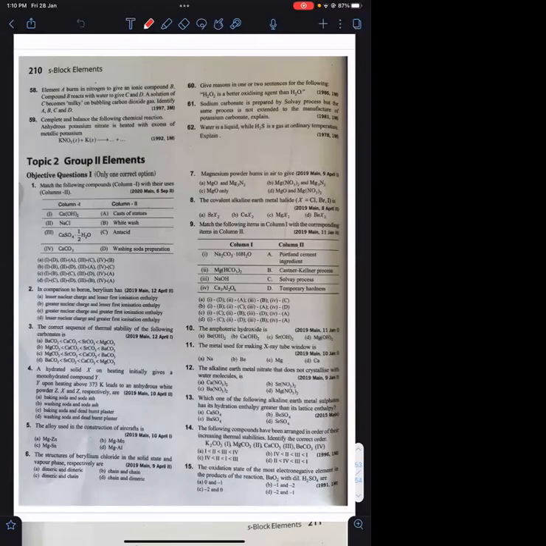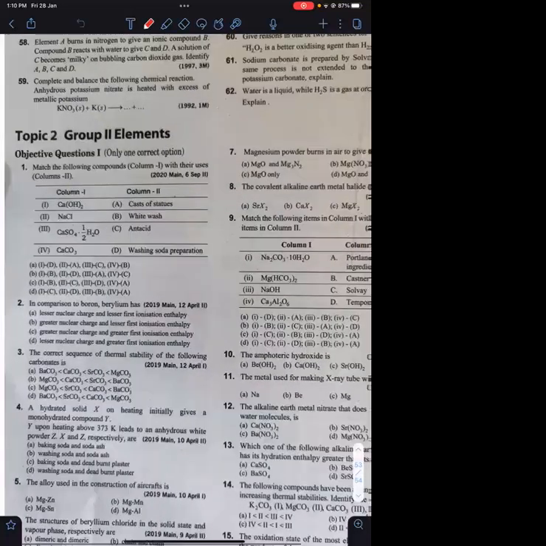Okay, question number 1. They're asking us to match the following. On the left hand side, you have Ca(OH)2, NaCl, CaSO4·½H2O, CaCO3. Quickly tell me the names of these things.